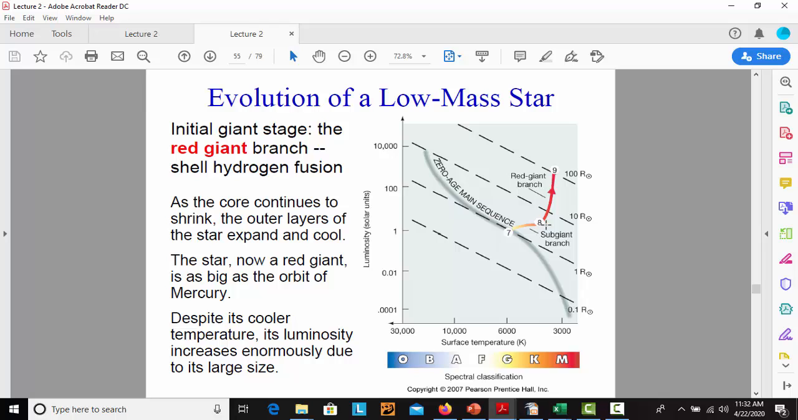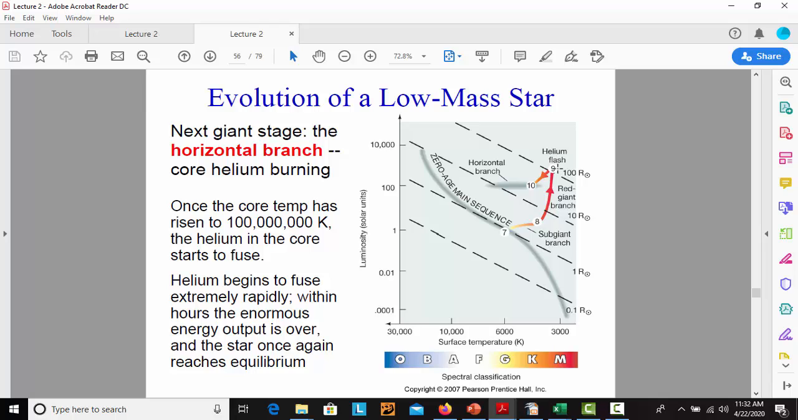Okay, so now a red giant is as big as the orbit of Mercury, and once again, despite its cooler temperature, its luminosity increases enormously due to its large size. So it moves off the main sequence, and starts to end up as a red giant.